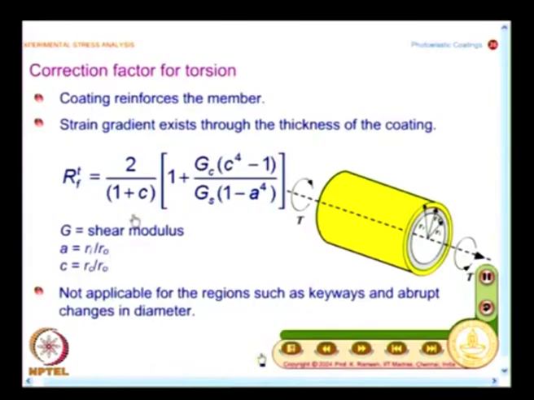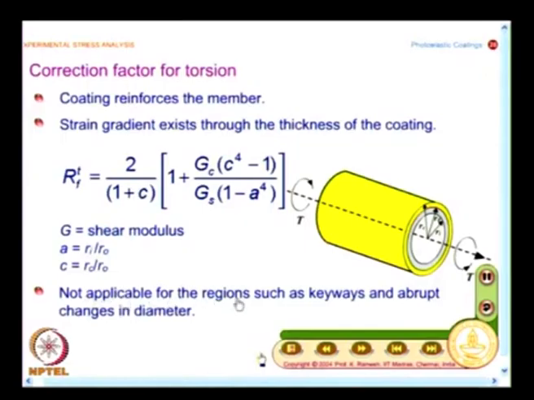The expression is a lot simpler here. I have 2 by 1 plus C, into 1 plus GC into C power 4 minus 1, divided by GS into 1 minus A power 4. And what do you get finally?